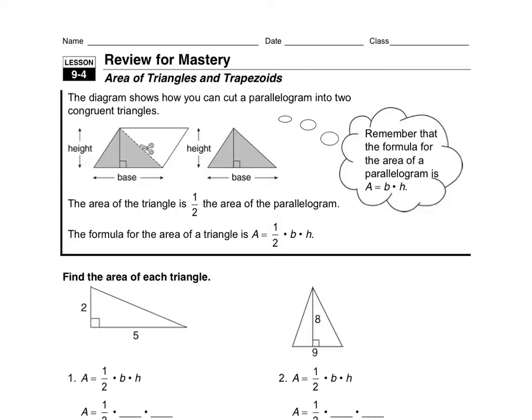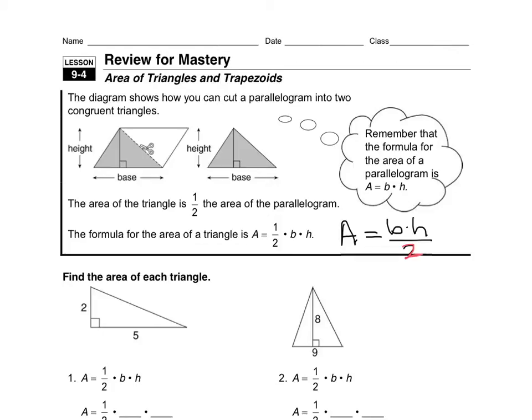I prefer to write my formula as A equals base times height divided by 2. But it's up to you, however you want to write it. Doesn't matter to me, just as long as you write it every single stinking time that you solve those problems.